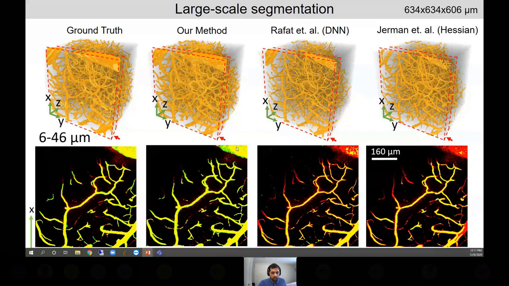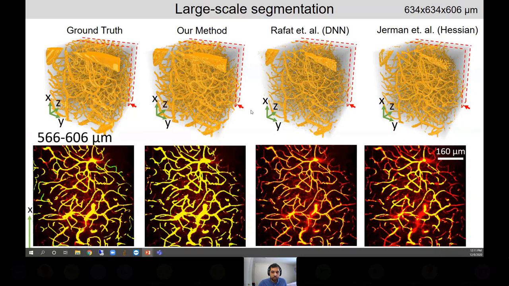And below, you can see a max projection of 40 microns. It shows that the segmentation from our method significantly outperforms the other methods. And we see that as we go deeper into the angiogram, we consistently perform better using our deep neural network, whereas the segmentation from other methods deteriorates significantly.